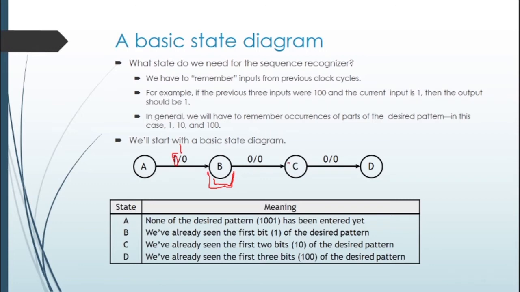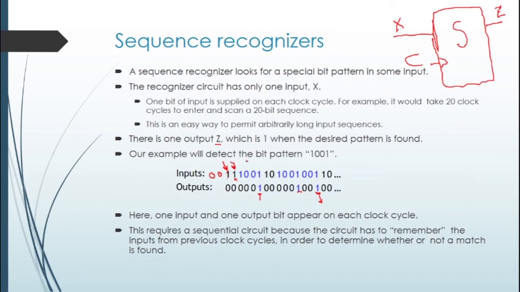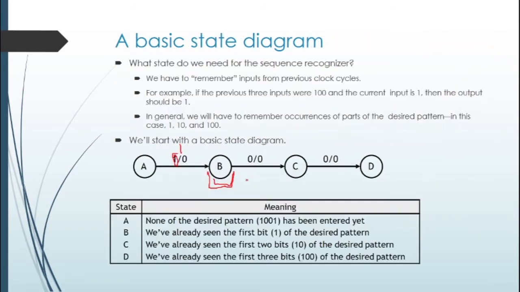It will not move to state C. It will move to state C when the second bit is 0. So after 1 it has to be 0. If there is a 0 as the second bit, it means it will go to state C. So after 1, when 0 comes, that means if we have got the pattern 1 0, we are in state C.